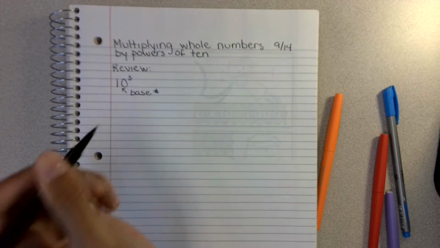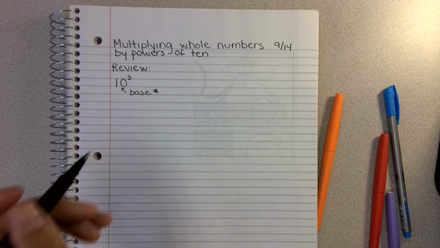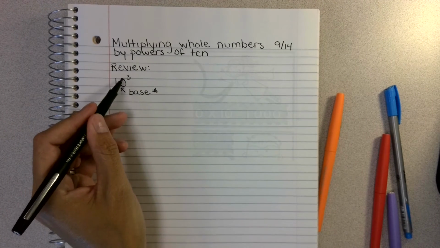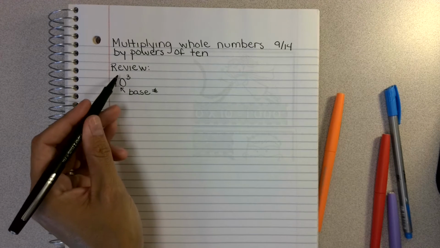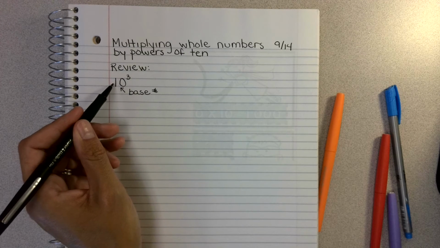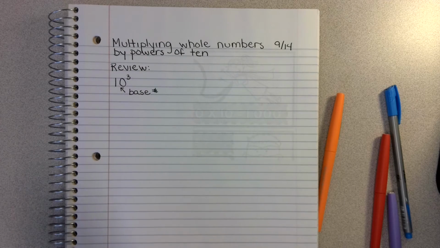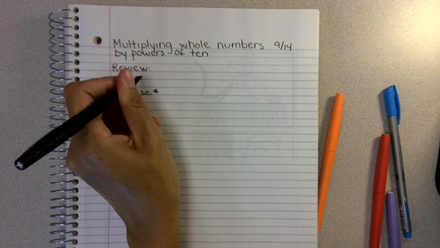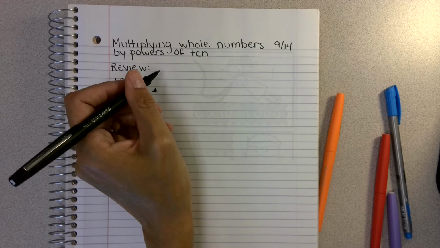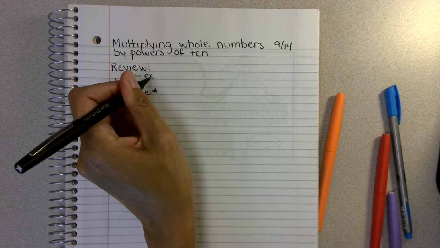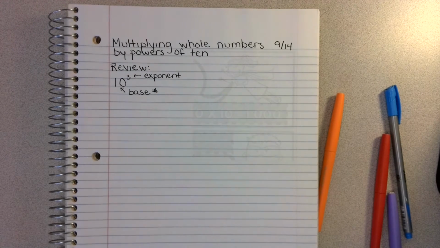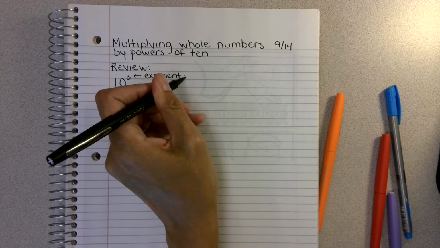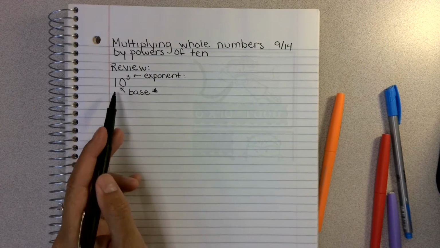I'm going to put the number sign. So that is your base number, whatever this number is. It could be a 4, it could be a 10, it could be a 3, it could be a 11, whatever it is. Our base number is going to be 10 because we're talking about the powers of 10. This little number up here on the top is called your exponent. Okay? Your exponent is a clue that tells you how many times to multiply the base.